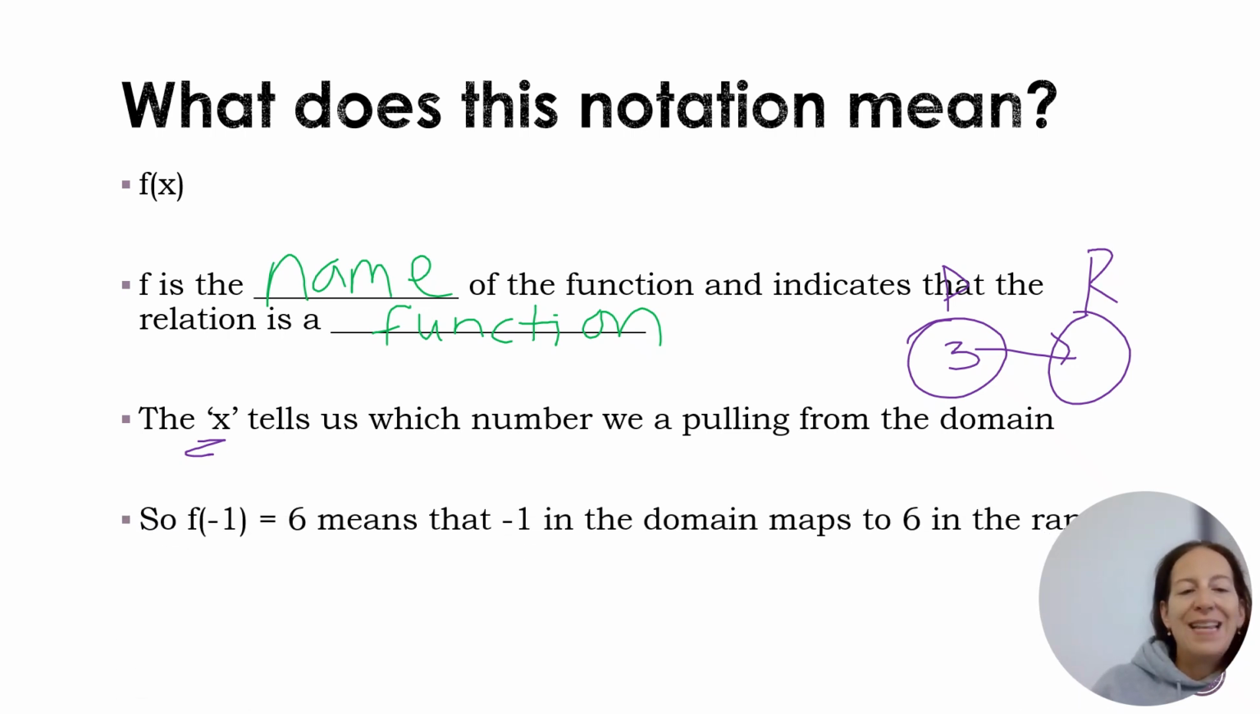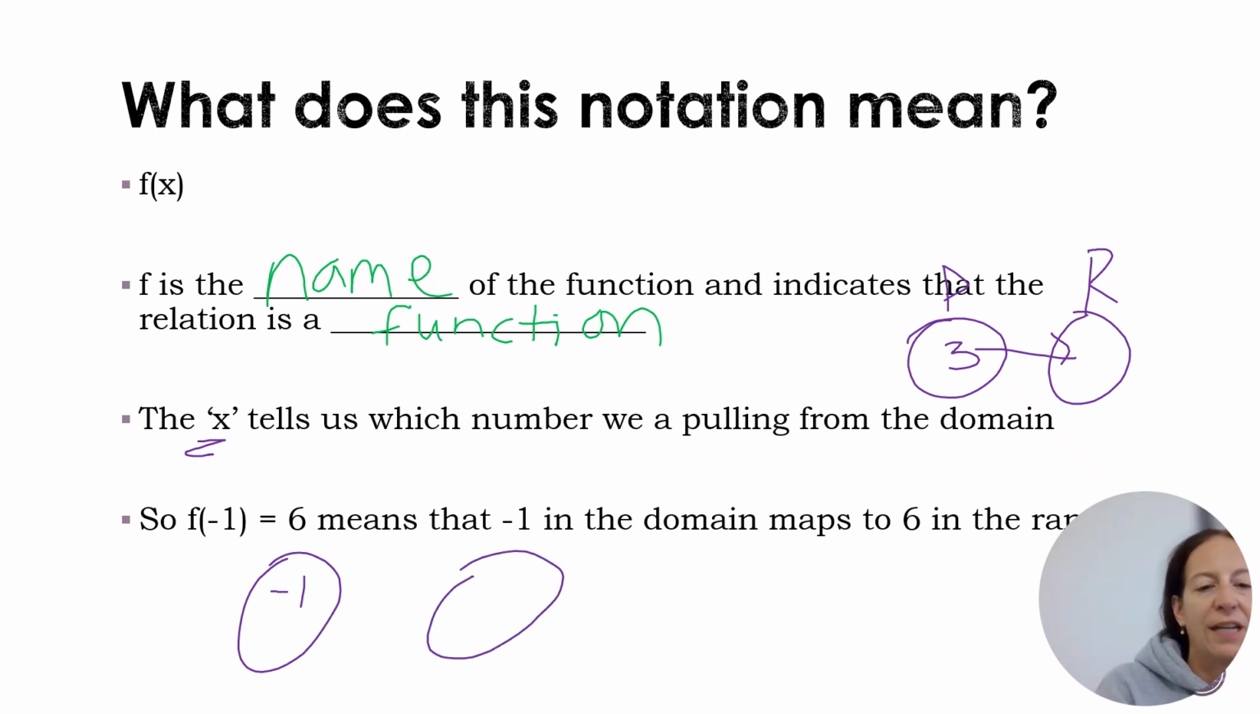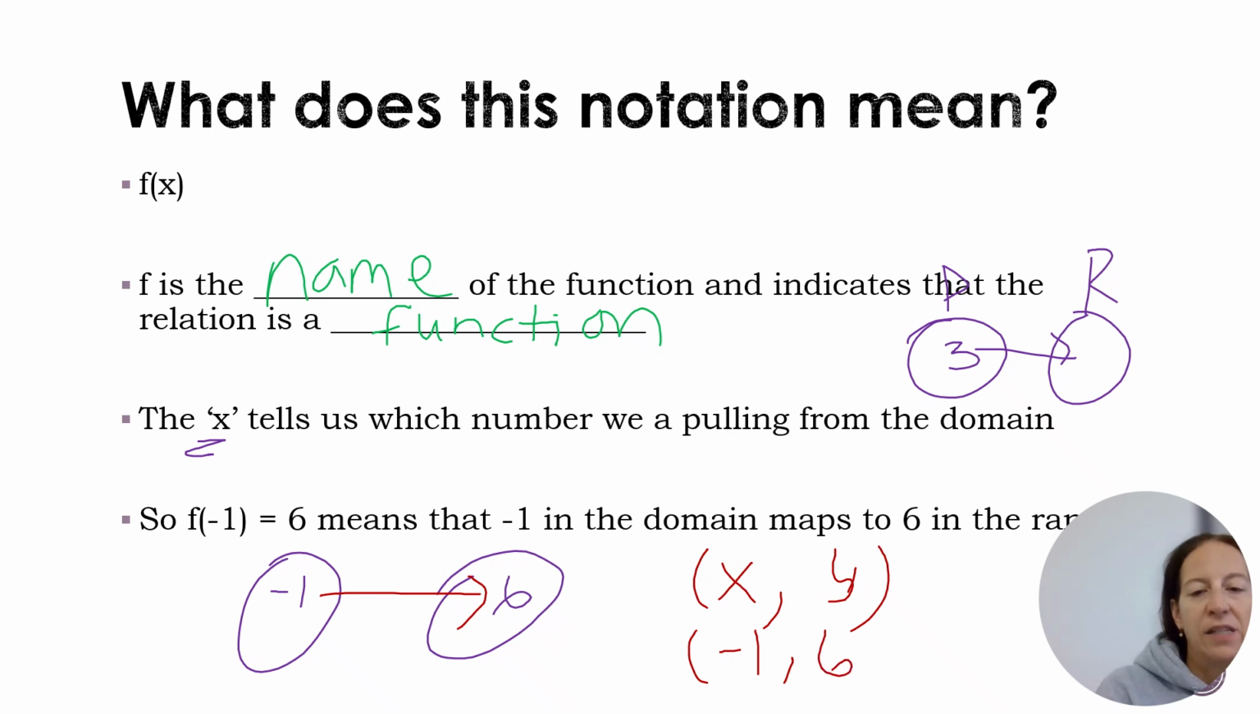So f of -1 equals 6 means that you pulled a -1 from the domain, and it maps over to a 6 in the range. So that's what that notation does. It tells you, hey, we had a -1 here and a 6 here, and they map to each other. In other words, when x is -1, y is 6. Okay, so that's what that notation means.